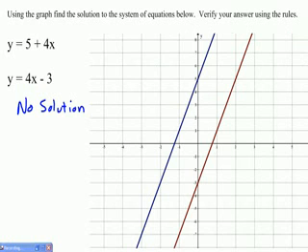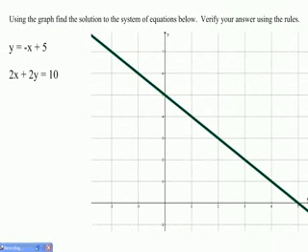And how can we verify that they are parallel with the equations? Well, if you take a look at the slopes, they both have a slope of 4. So they're both growing at the same rate, but they're starting at different numbers, so they will never intersect. So no solution to that.